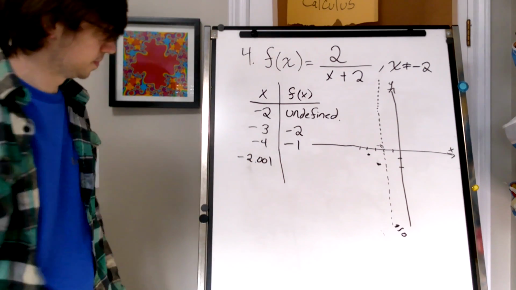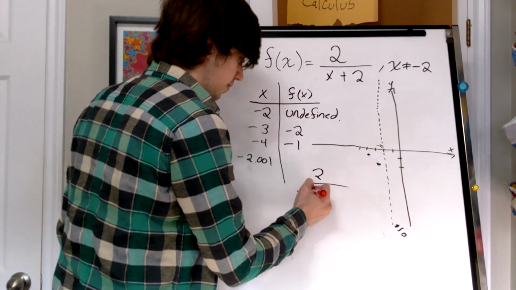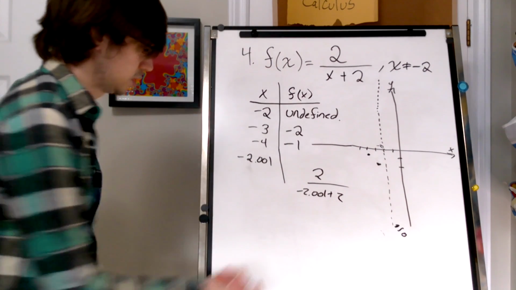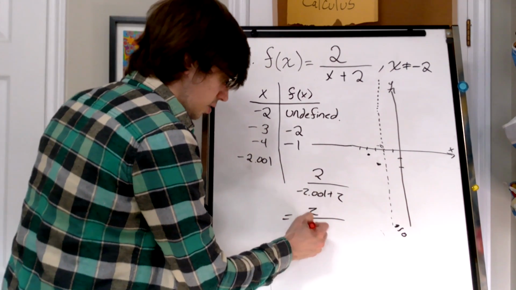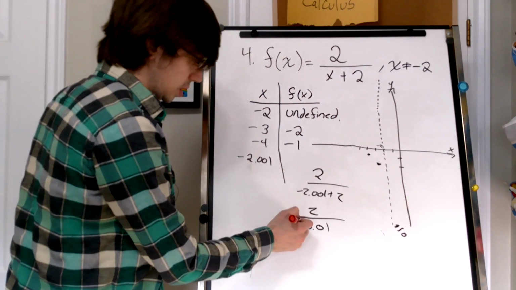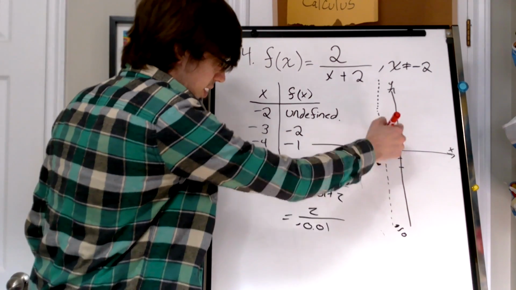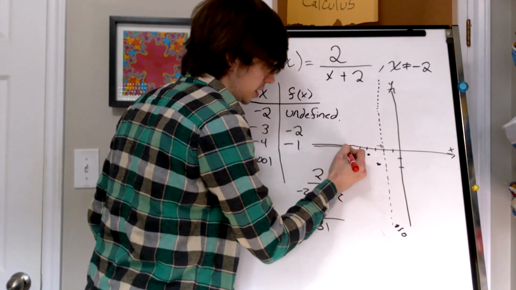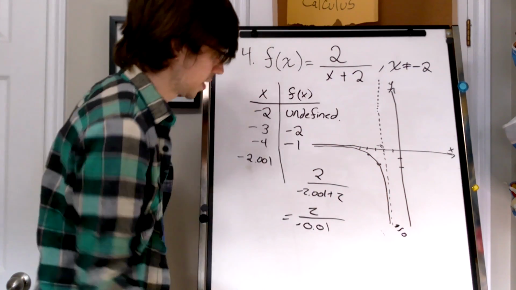-2.001. So that's 2 over -2.001 plus 2. That would be 2 over -0.001, which is like -2000. So actually on this side, it's getting closer and closer to that, and then goes that way.